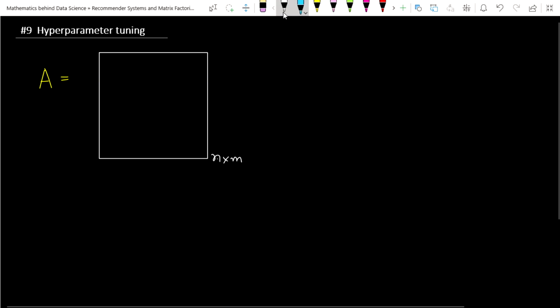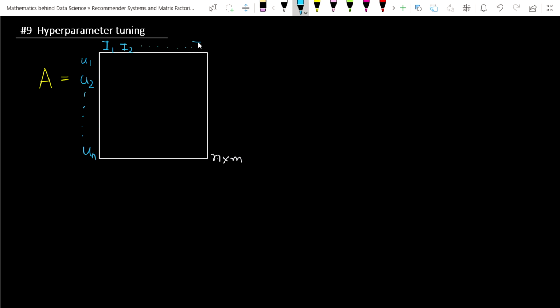Already we have seen this is for user 1, user 2, like that up to user n. And this m is responsible for the number of items I1, I2, like that up to Im. Okay, so the general element that we have taken here is Aij. It's a general element.